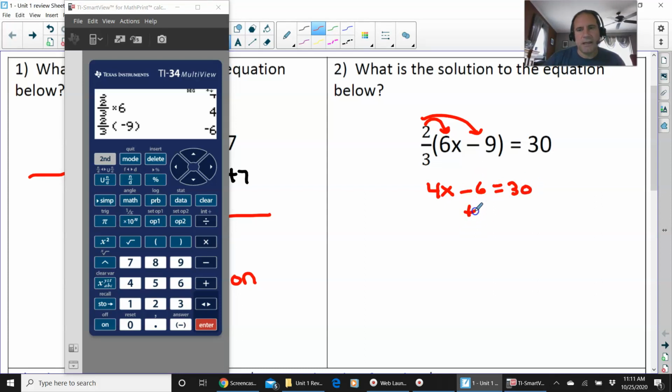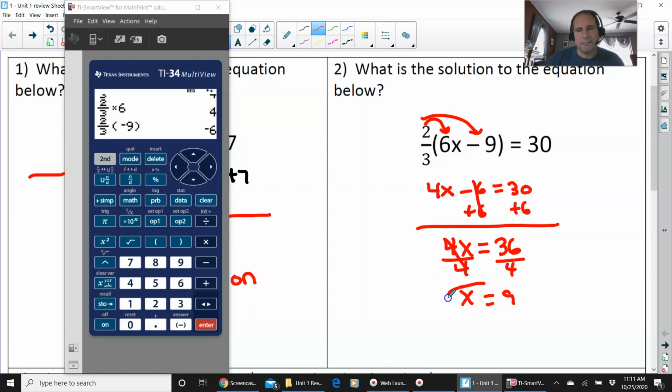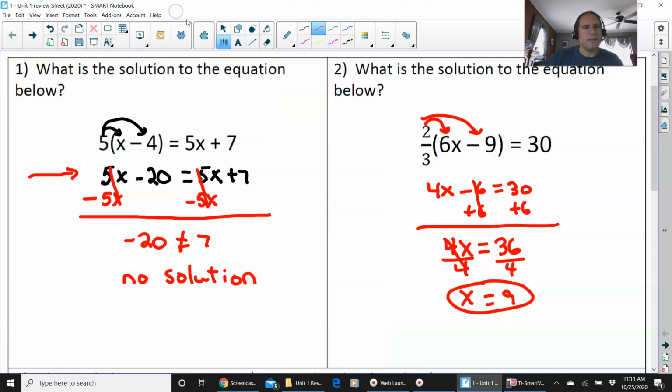So then you go ahead and you add 6 to both sides. This cancels. 4x equals 36. And then you divide by 4 using inverse operations. X equals 9. All right, and that is numbers 1 and 2. Hopefully you have no questions on those.